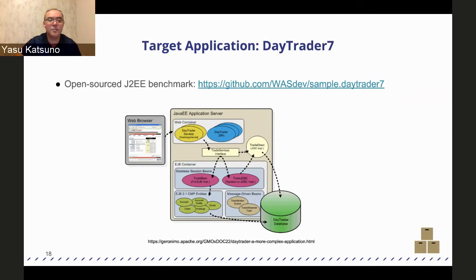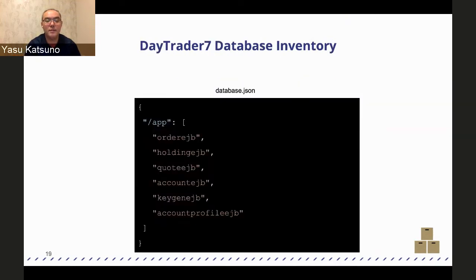Let's check the Daytrader 7 analysis result. The first result is database inventories. Yeah, it's simple. You can see 6 database tables: order EJB, holding EJB, quote EJB, account EJB, keychain EJB, account profile EJB. These 6 database tables are used in the Daytrader 7 application.